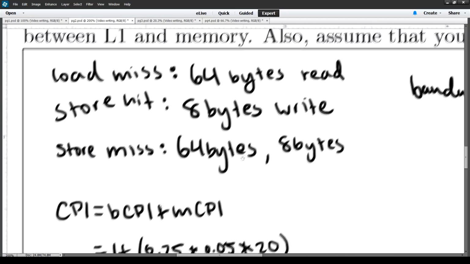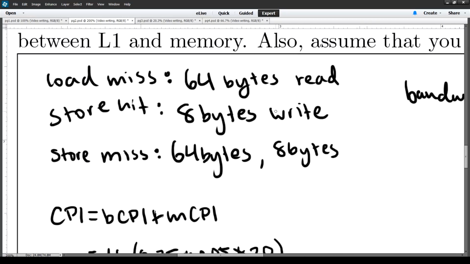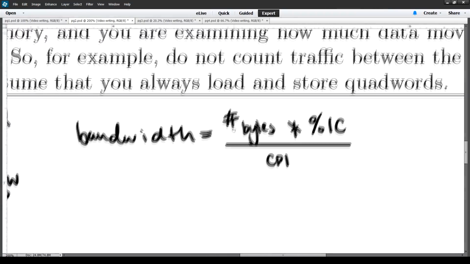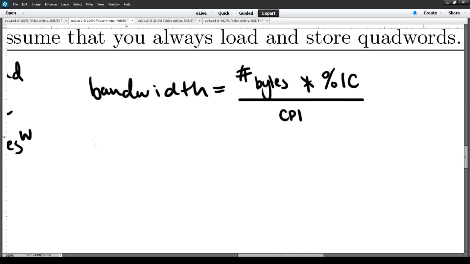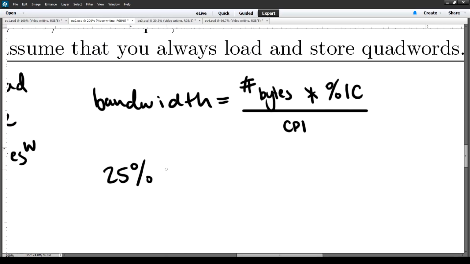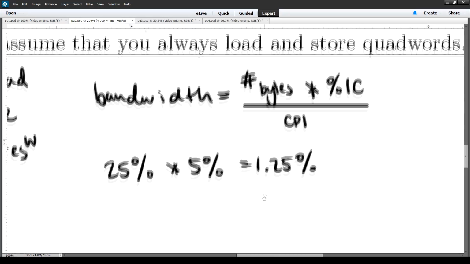So if you look at this over here again, we can see that there are two scenarios that lead to 64 bytes being read: the load miss and the store miss. Since we know that these are both misses, we'll just calculate what percent of instructions in this program lead to a miss. So that's pretty simple. We're going to take the 25% of instructions that are memory accesses, and we know that 5% of those instructions are going to result in a miss. And this comes out to 1.25% of all instructions in this program leading to a miss, either a load miss or a store miss.